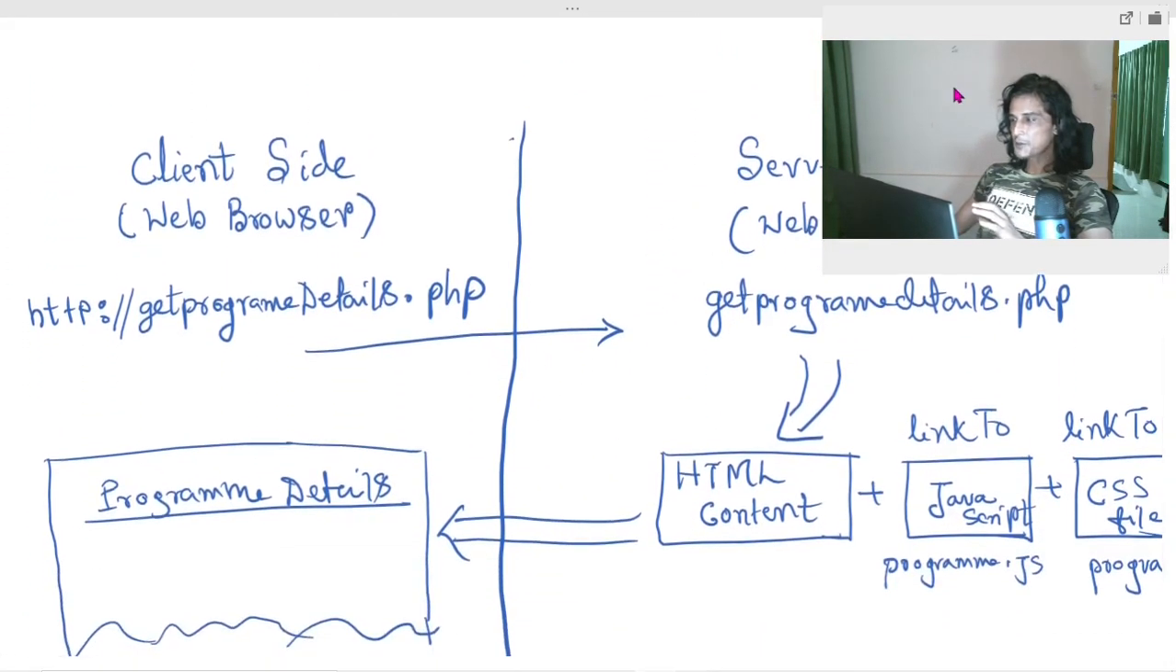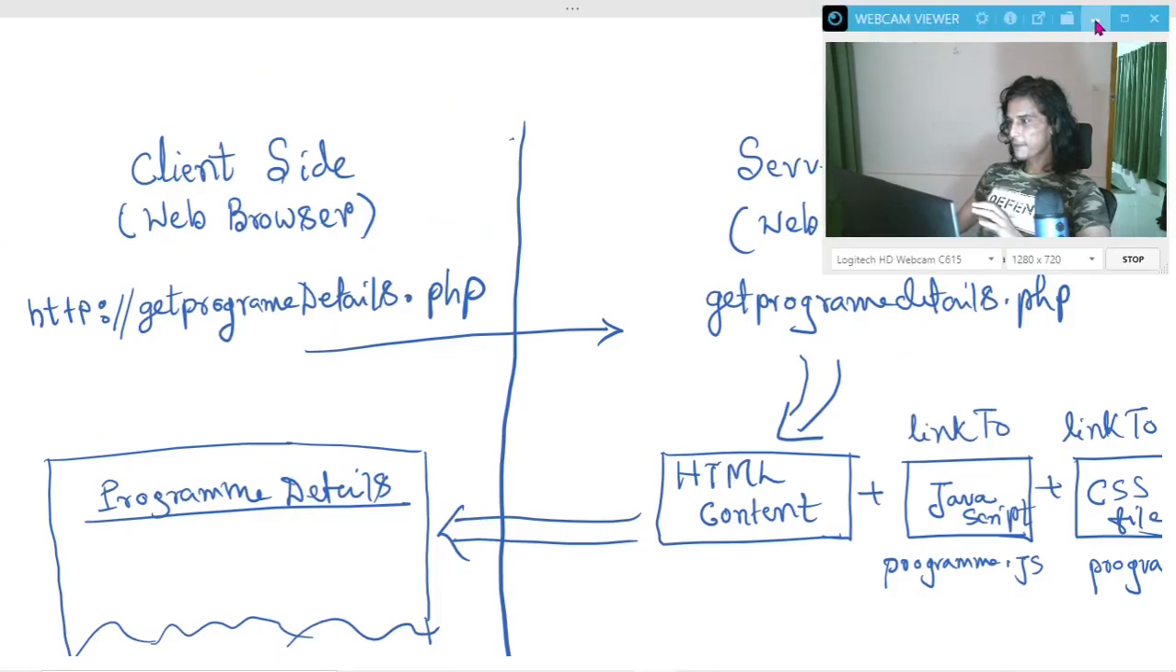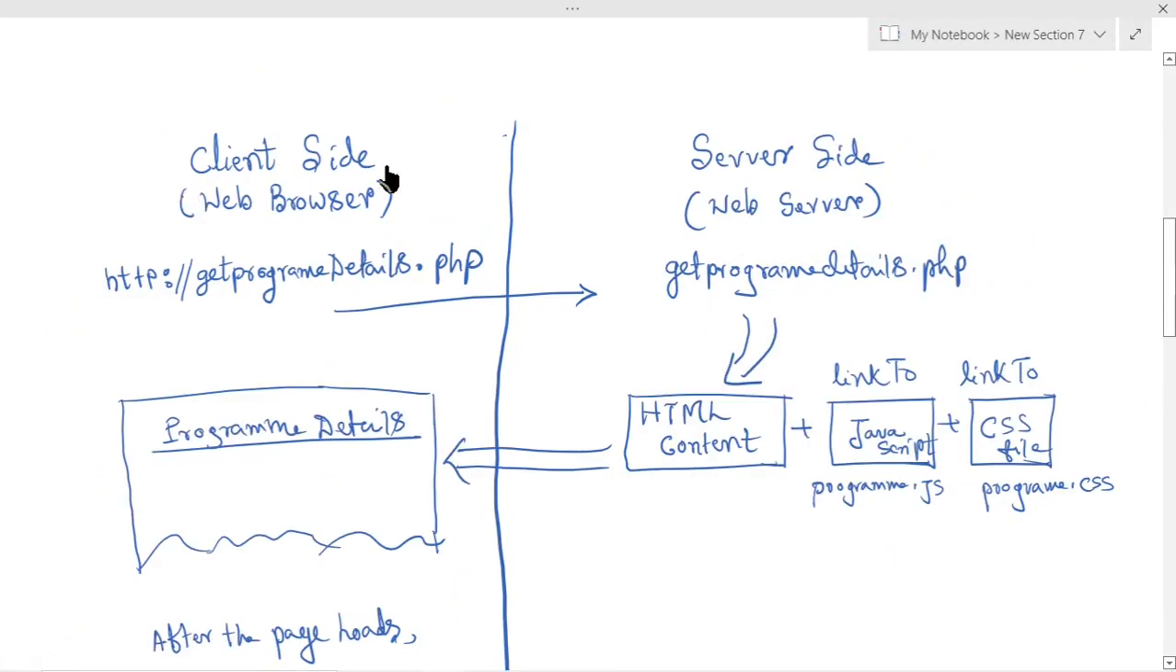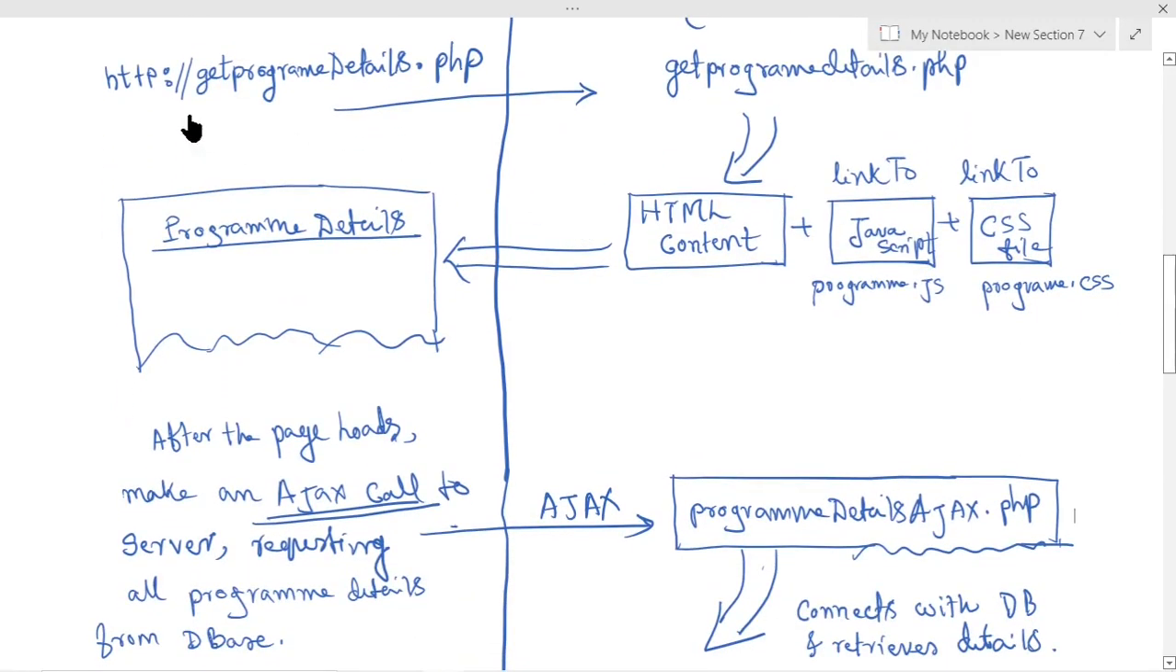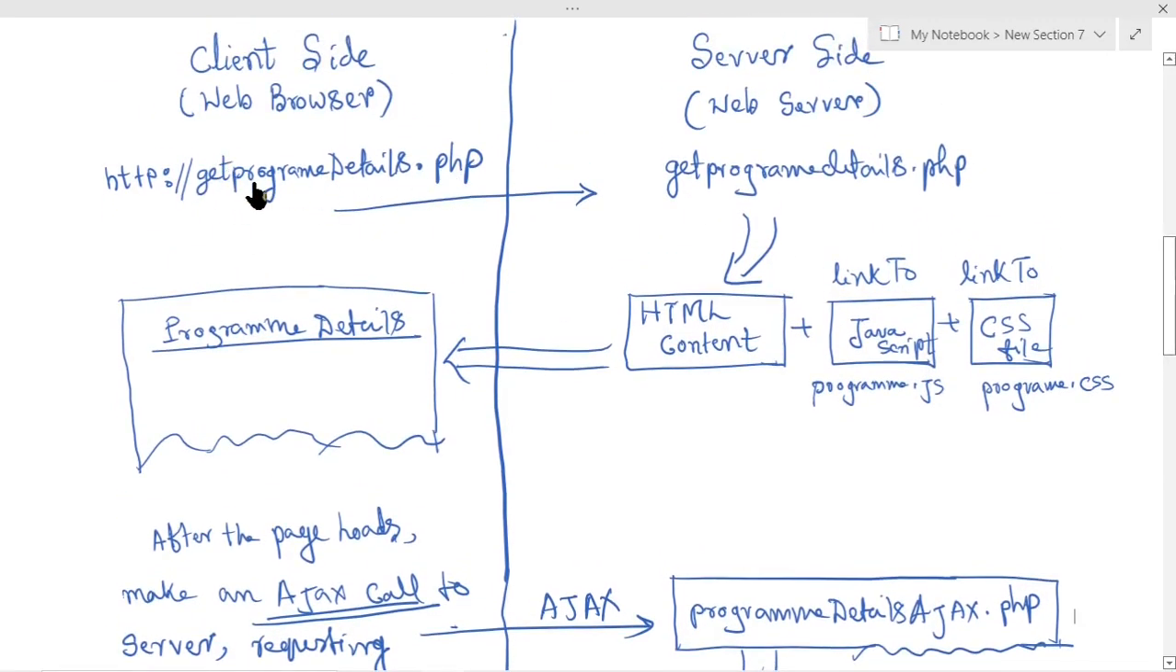We already know, let me hide myself for some time. As we know, there are these two sides, this client side and the server side. On the client side, we have this web browser as the communicating program. And on the server side, we have this web server as the communicating program. The user initiates the process by requesting a specific PHP file from the server. And when the request is received by the server, it executes that specific PHP file.